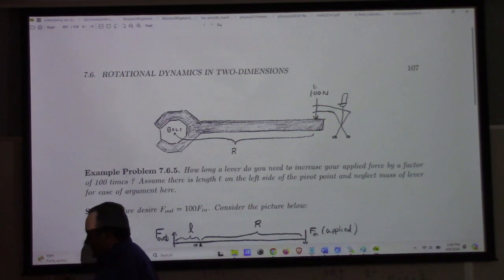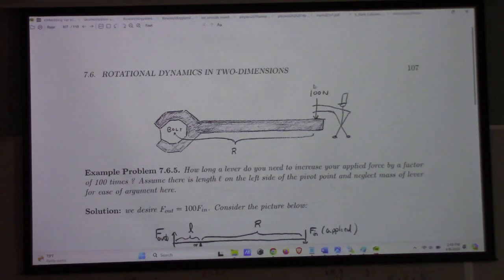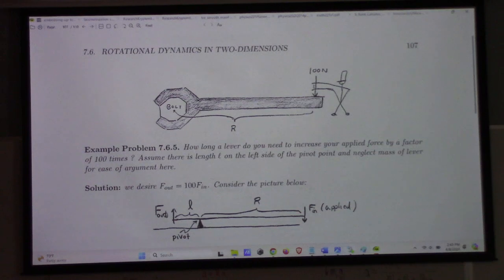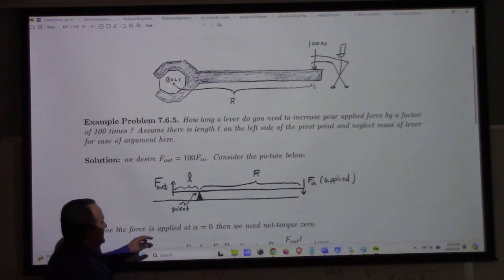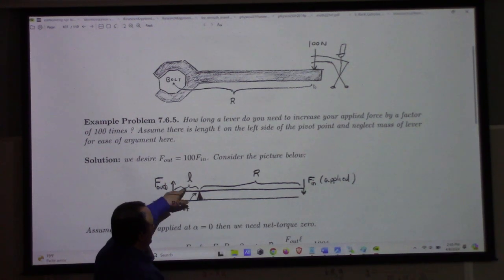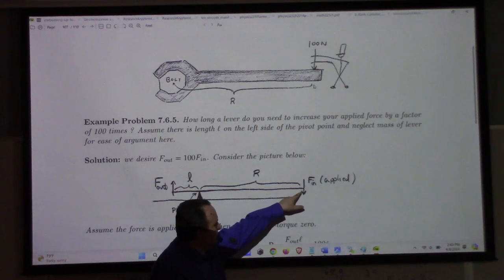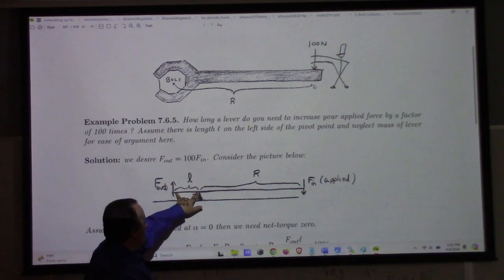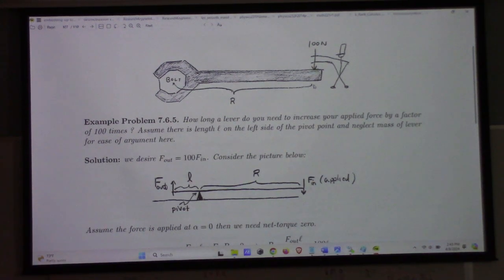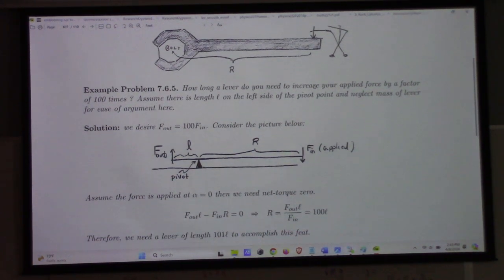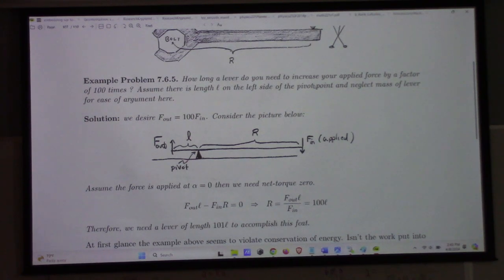If we assume that he's torquing it at near zero angular acceleration, that means that for the fulcrum here, we can work it out. We can make the output force 100 times the input force if we relate the distance of the force applied from the pivot point, L and R, in a certain way. Let's work it out. So to work it out, the sum of the torques is 0 because we're assuming we're just barely moving it, all right? So the angular acceleration is really close to 0.